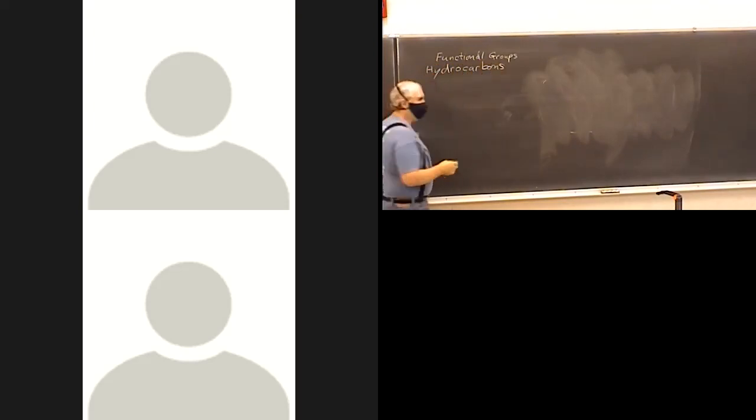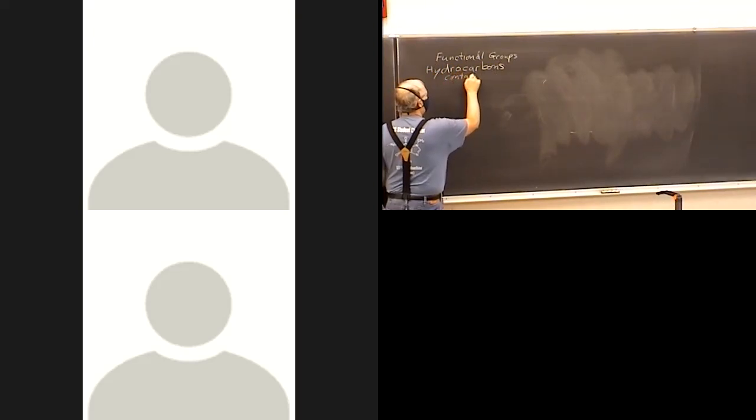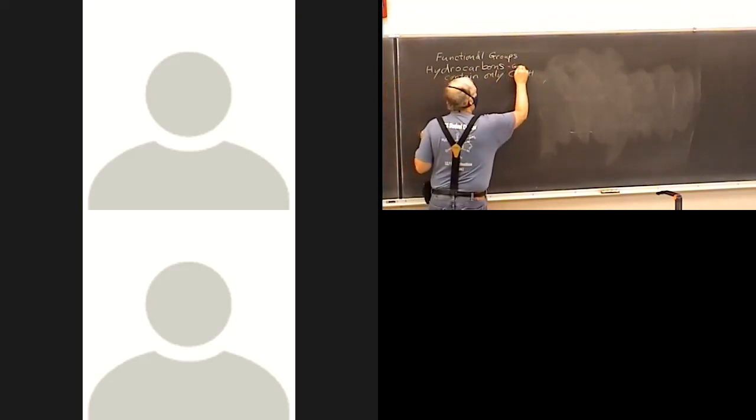Functional groups. Okay, functional groups can be organized according to what other elements are present. We'll start out, this is not a functional group, but a general class, and that is the hydrocarbons. And hydrocarbons contain only carbon and hydrogen. This is a general class.